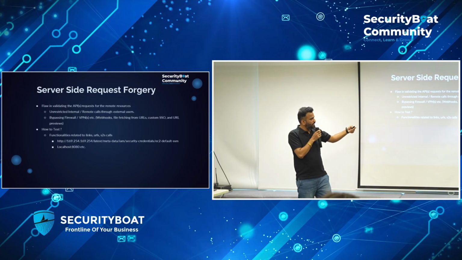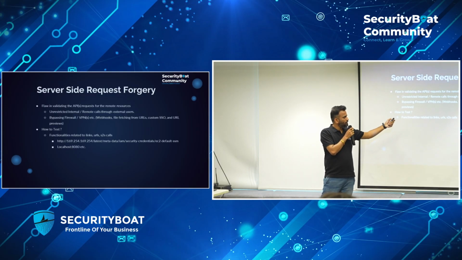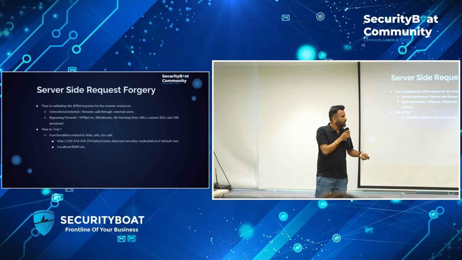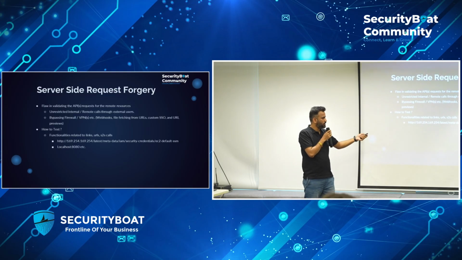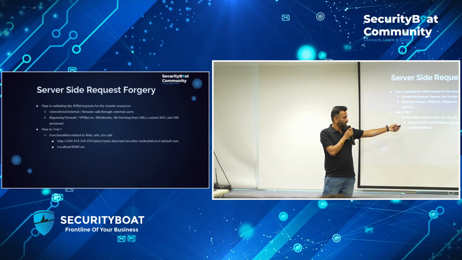Bypassing firewall, VPNs, webhook, file fetching, because the most common attack vectors found in SSRF are webhooks, file fetching from URLs, SSOs. And then how to test: functionality with links, URL, STS call. In AWS, that is a metadata call, this is a common SSRF attack. In SSRF people do it by accessing the metadata URL.